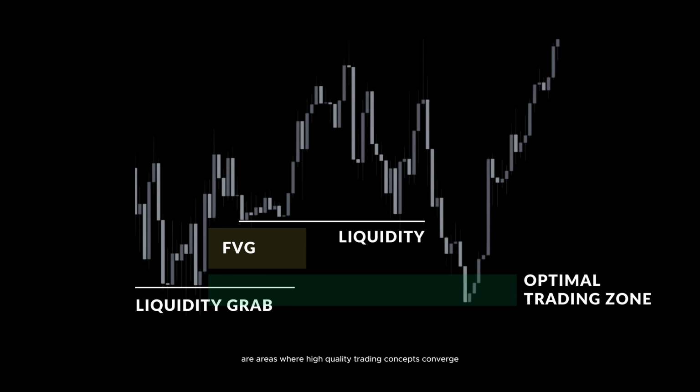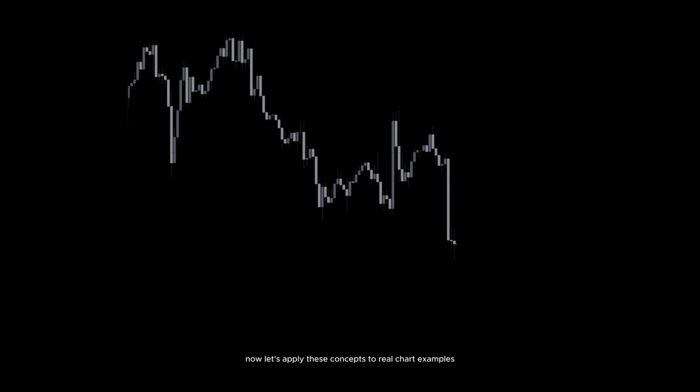Optimal trading zones are areas where high-quality trading concepts converge, including valid order blocks and order flow areas meeting specific rules. These become excellent levels to look for trading opportunities. Now let's apply these concepts to real chart examples.